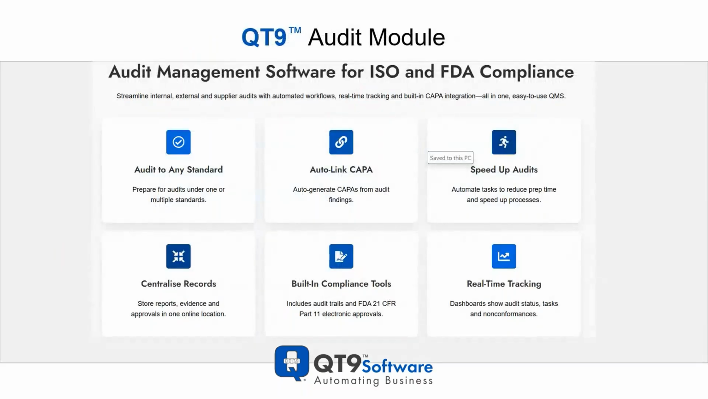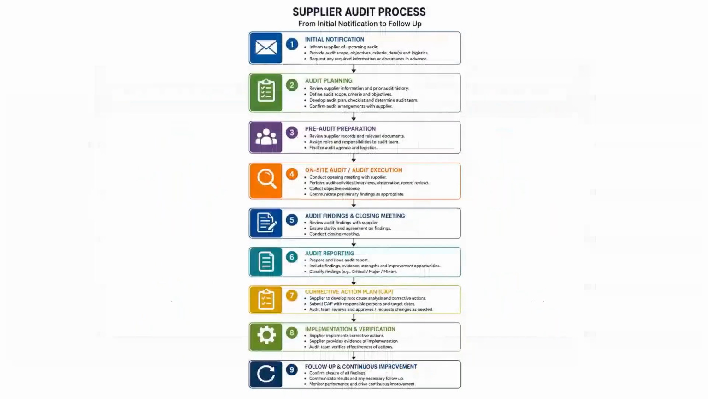So the audit module within QT9 QMS, this is just an overview of the audit module. Again, you have these links to CAPAs, you centralize your records, you have built-in compliance tools and so on, real-time tracking. So this is what we're going to be using as a tool for our supplier audits in today's webinar.